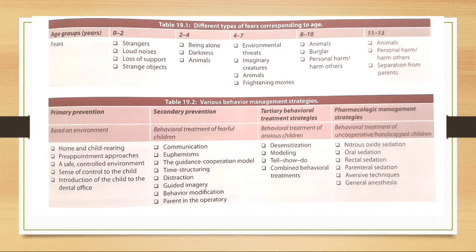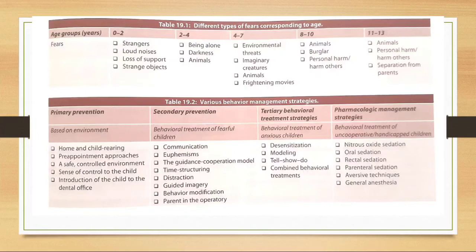So, different types of fear corresponding to age. We have many types of fear in different age groups: 0 to 2, 2 to 4, 4 to 7, 8 to 10, 11 to 13. Like in 0 to 2, strangers, loud noises, strange objects. 2 to 4, being alone, darkness, animals. So it goes on like that with respect to various age groups.